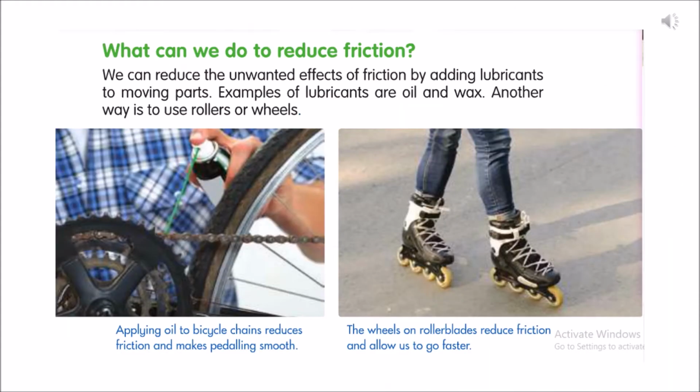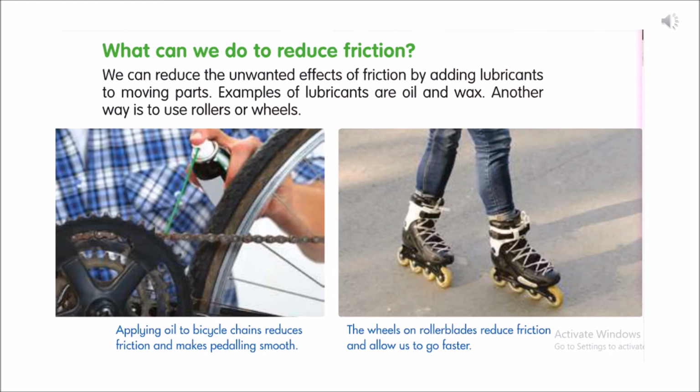So what can we do to reduce friction? We can reduce the unwanted effects of friction by adding lubricants to moving parts. Examples of lubricants are oils and waxes. Also we saw that we can use a powder to reduce friction. Another way is to use rollers or wheels.